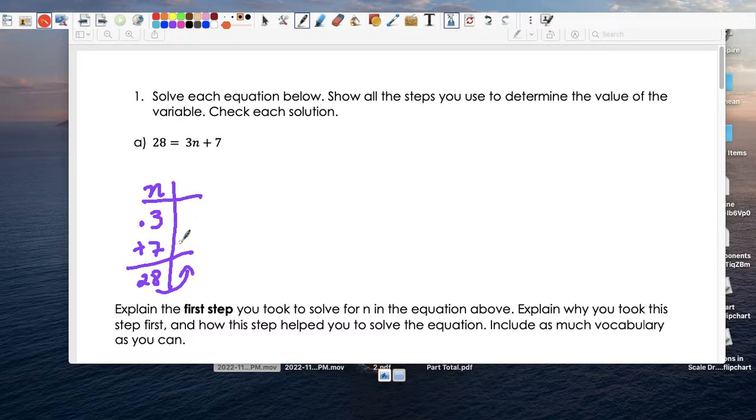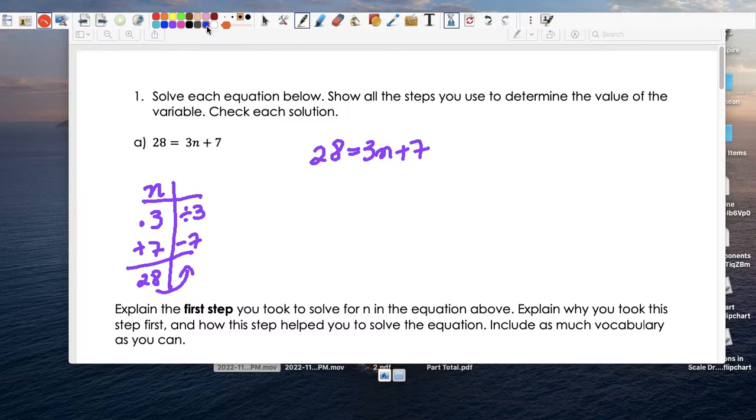The inverse operation of plus 7 is minus 7, and the inverse of multiplying by 3 is going to be dividing by 3. So this is your little guide. Again, this does not count as work. It's just a little map, a little guide to tell you what to do. So let's write down the equation: 28 equals 3n plus 7.